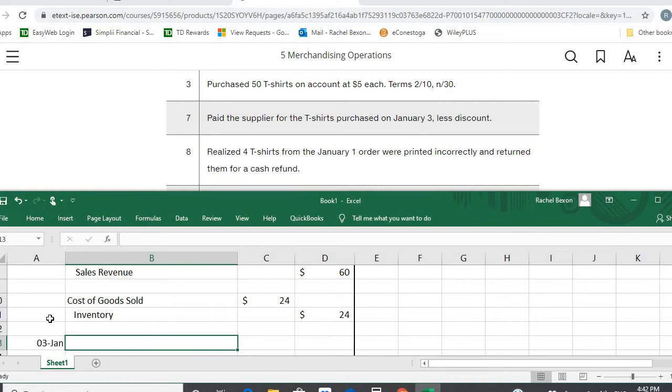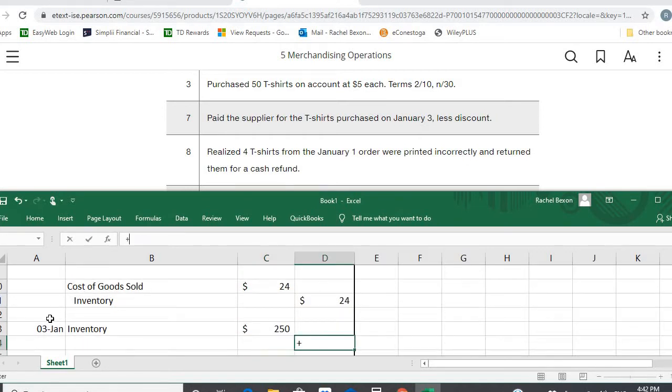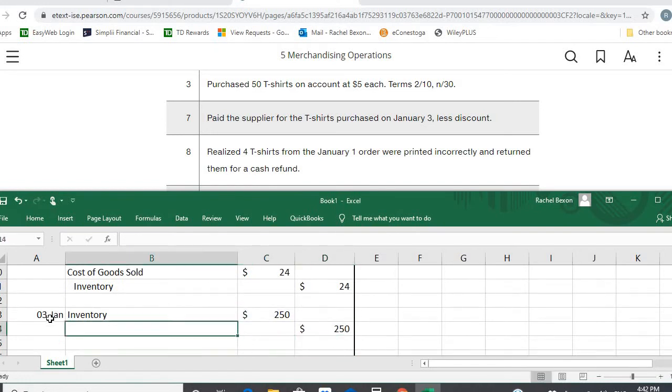So what that means is that we are receiving inventory. This is an asset account that will go up with debits. The value that we're going to be buying is 50 t-shirts times $5 each. So $250 worth of inventory. The way that we're going to pay for this is on account. So we record accounts payable.